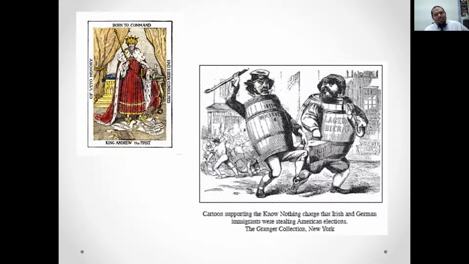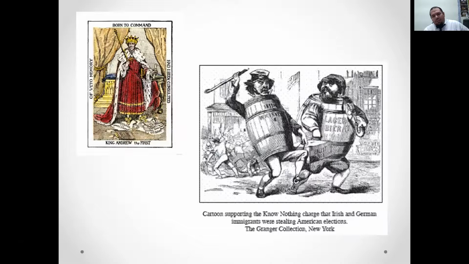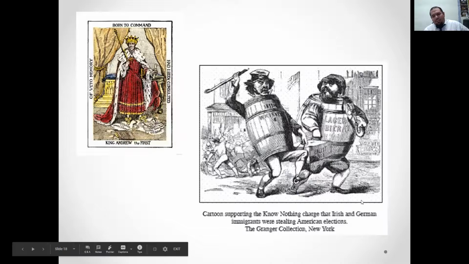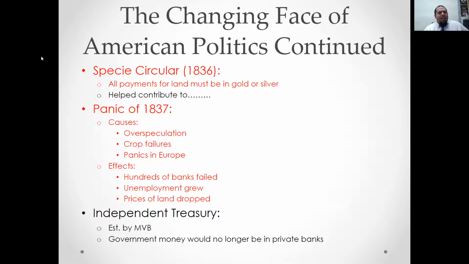That's King Andrew the First, and here are some cartoons about German and Irish immigrants, cartoons supporting the Know Nothing charge that Irish and German immigrants were stealing American elections. Granger Collection, New York.